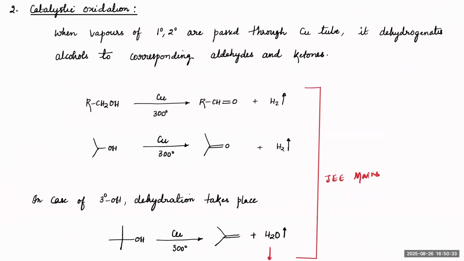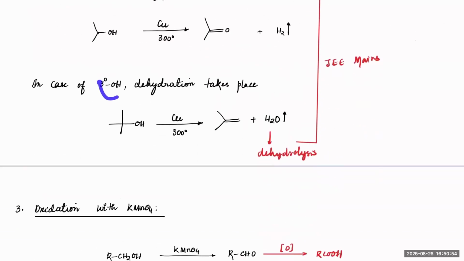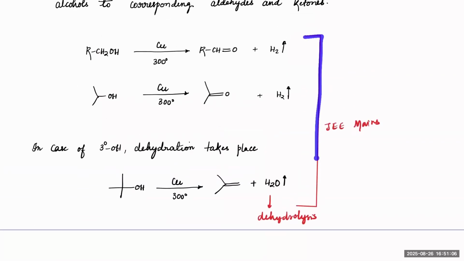Next, check out catalytic oxidation. This is what we notice with copper and heat. When alcohols react with copper and heat, they convert into aldehydes, giving away H2 gas. If we take secondary alcohol also, it will give H2 gas and convert into ketone. But if you take tertiary, instead of giving H2, it will give H2O, and this will give you a ketone. For some reason, in recent JEE these reactions are asked most. So remember, copper and heat for 3 degree gives the ketone form.